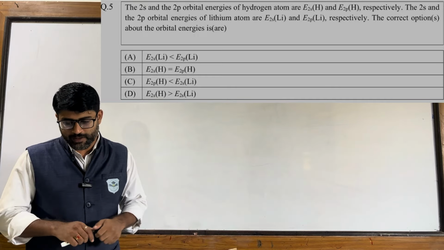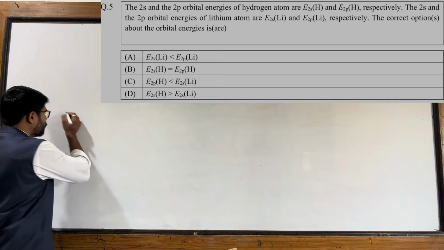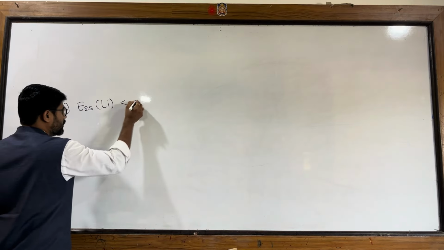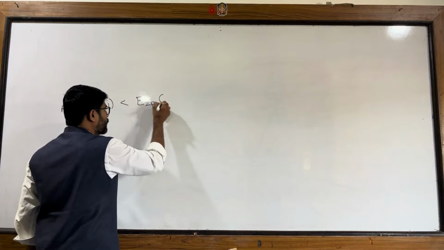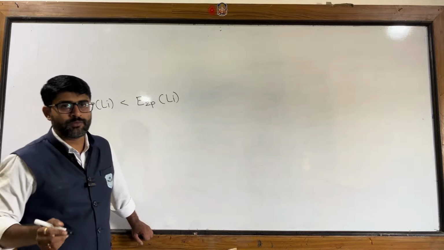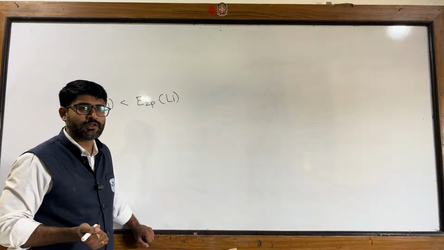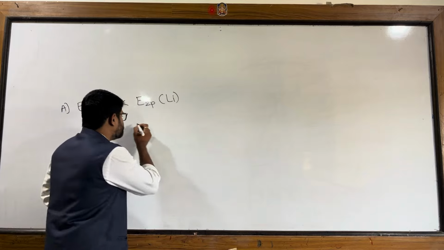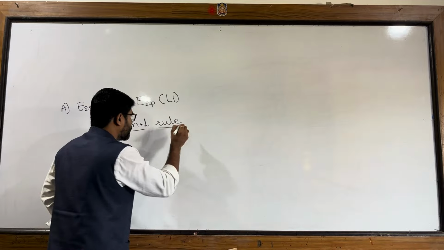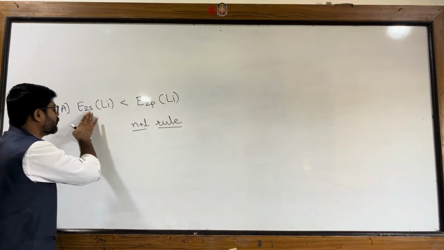Option A is energy of 2s of lithium is less than energy of 2p of lithium. Lithium is a multi-electronic atom. It has 3 electrons. So, for comparing the energies, we have to consider the Aufbau principle, or the n plus l rule. So, energy of 2p will be higher as compared to 2s.